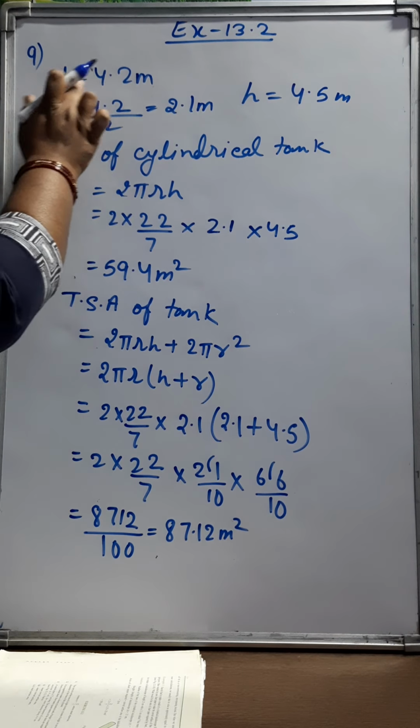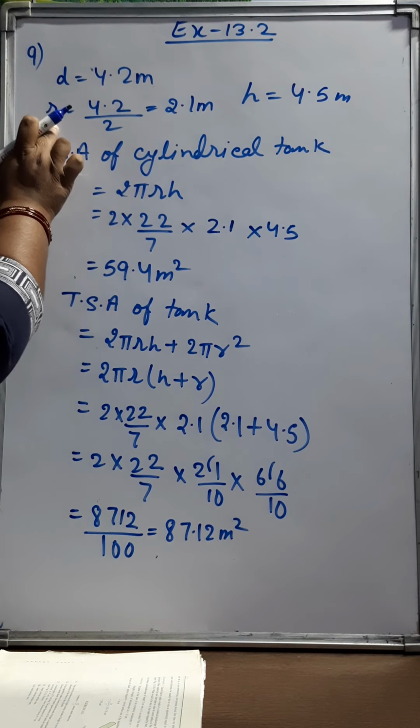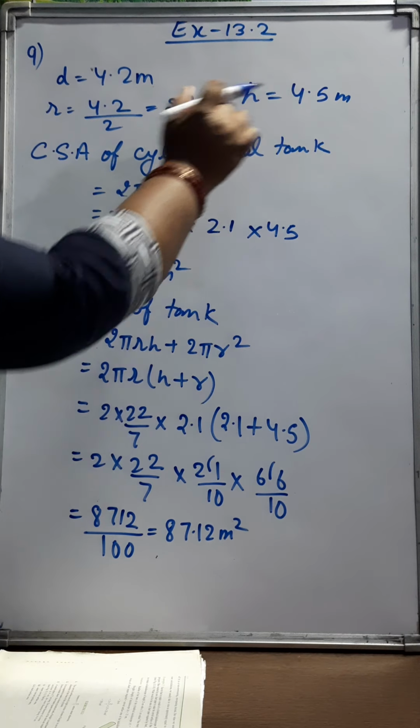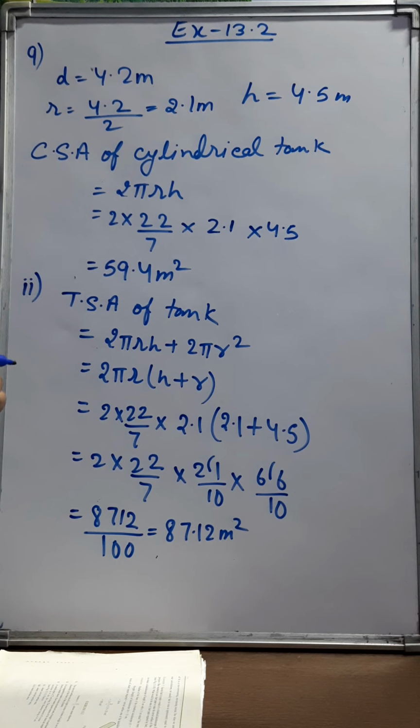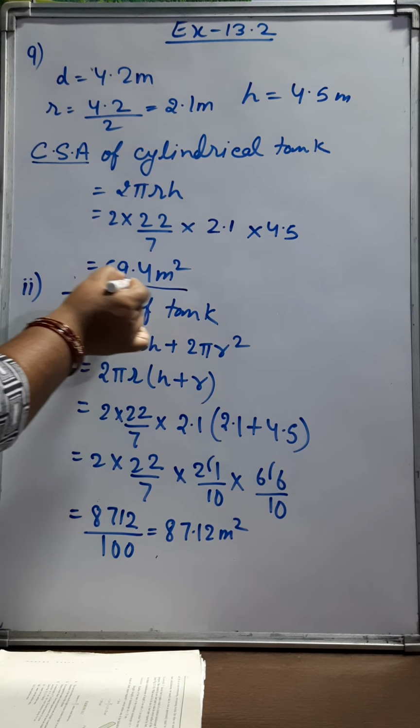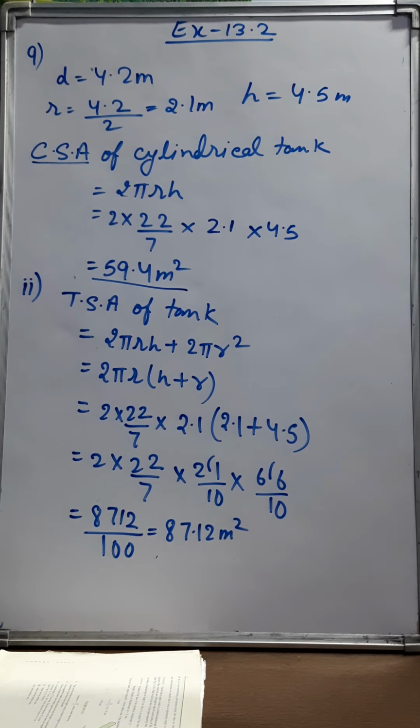So here diameter is given 4.2 meter. So first we have calculated its radius, which is coming 2.1 meter, and height is given 4.5 meter. According to the question, curved surface area of cylindrical tank, formula is 2 pi RH. We can put the values and we will get the curved surface area of storage tank as 59.4 meter square. Second part of the question says, how much steel was actually used if 1 by 12 of the steel actually used was wasted in making the tank?